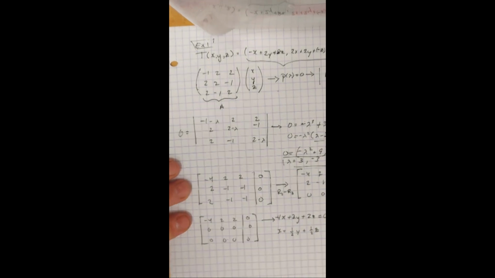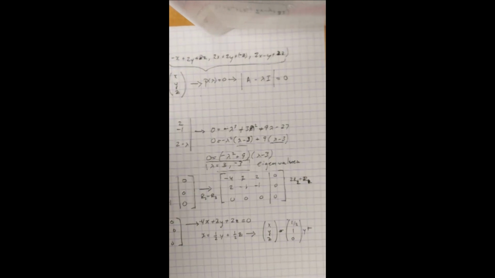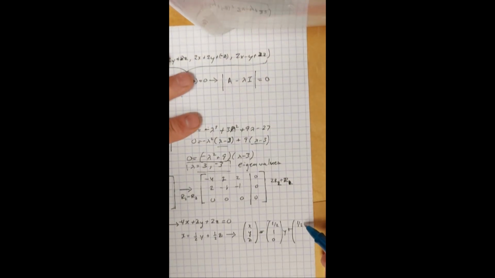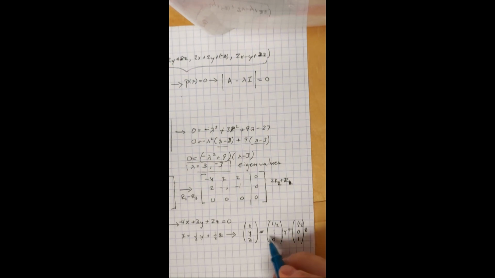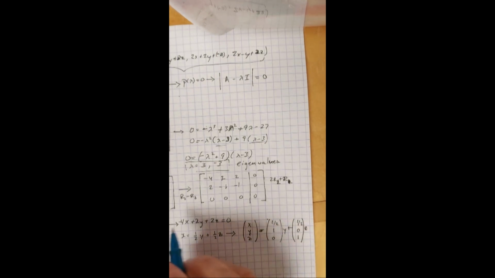Okay, remember, x and y and z are just parameters, they're arbitrary. Another way of saying that is that x, y, and z is equal to, well, we have 1/2, 1, and 0 for y, plus 1/2, 0, and 1 for z. Since y and z are parameters, any vector of this set would be an eigenvector for lambda equals 3.